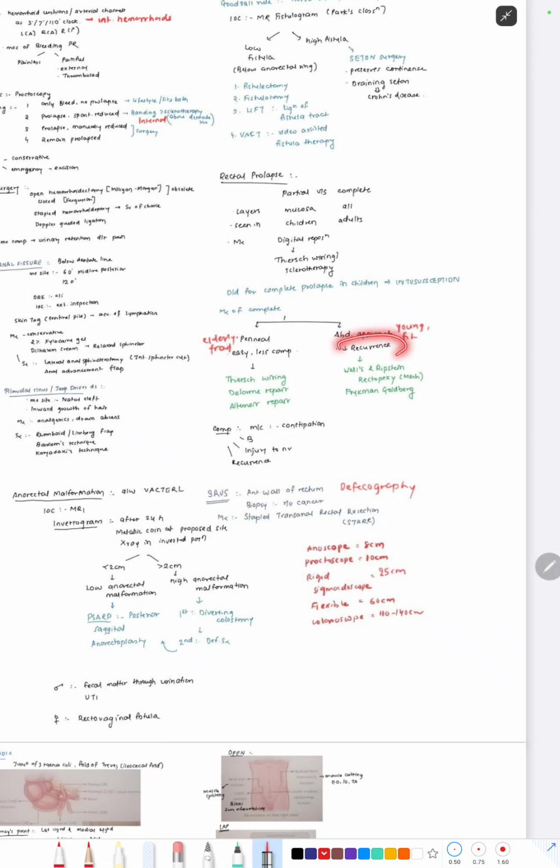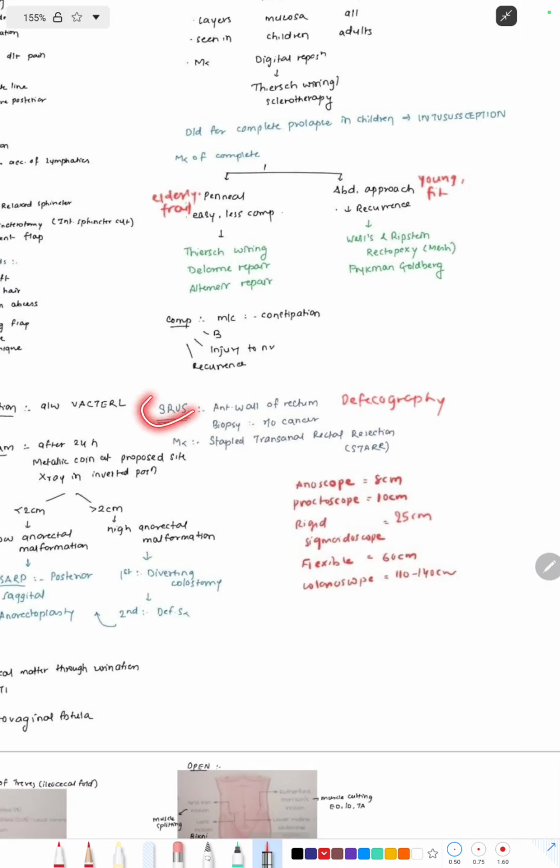In abdominal approach, where there is a decreased recurrence chance, it is done in young and fit patients. Wells and Ripstein rectopexy and Frykman-Goldberg operation is done. Complications: most common is the constipation. Apart from that, bleeding, injury to the nerves, or recurrence is seen.